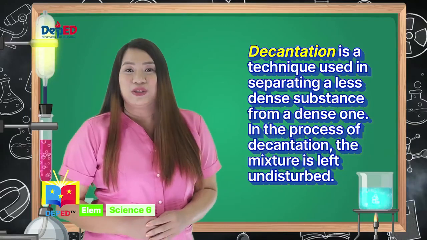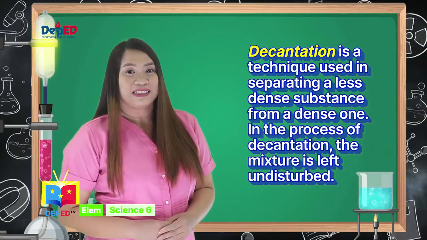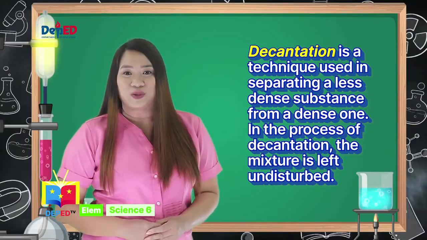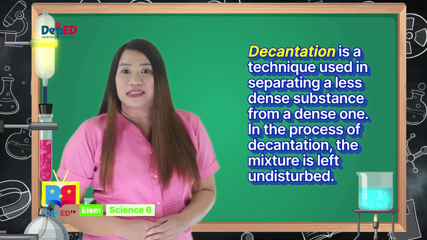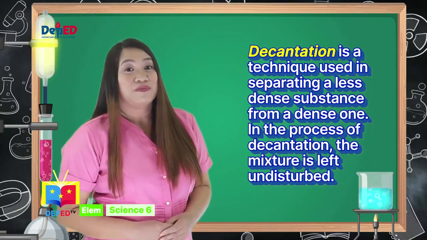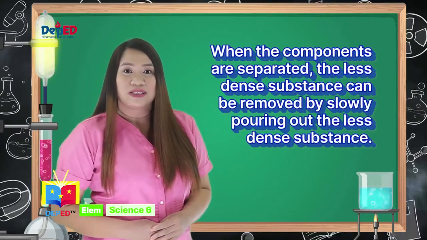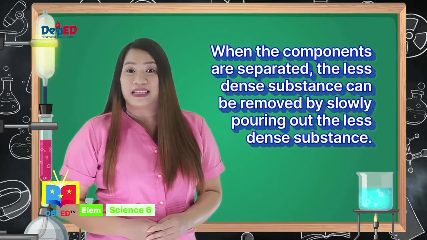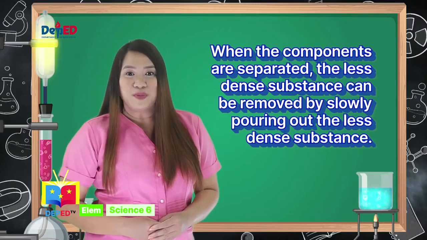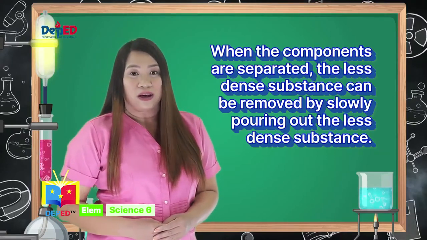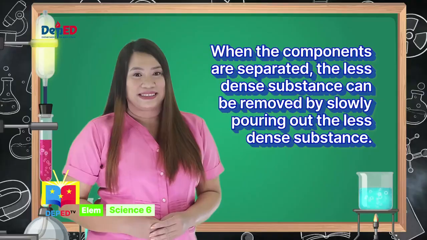Decantation is a technique used in separating less dense substance from a dense one. In the process of decantation, the mixture is left undisturbed. When the components are separated, the less dense substance can be removed by slowly pouring it out.